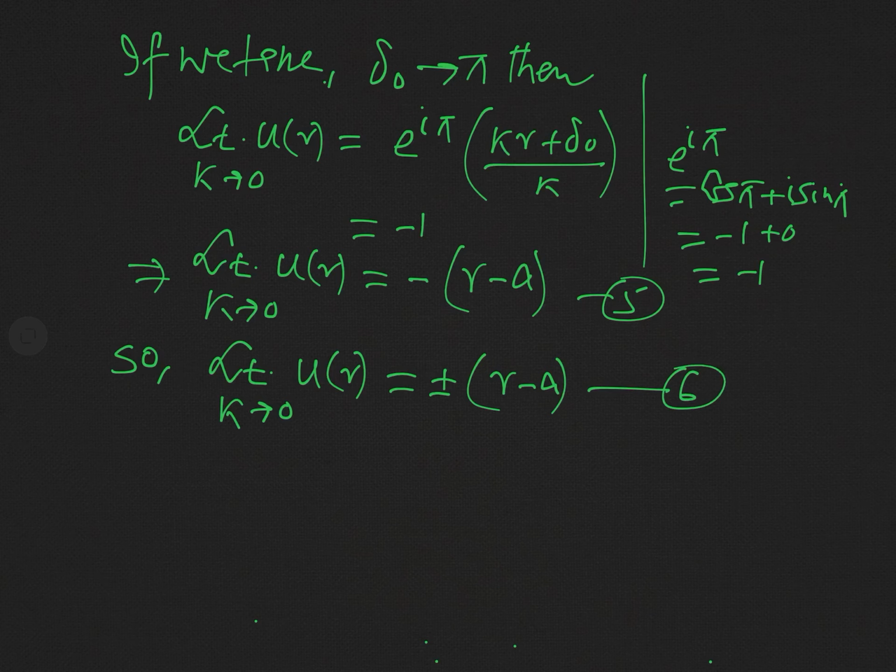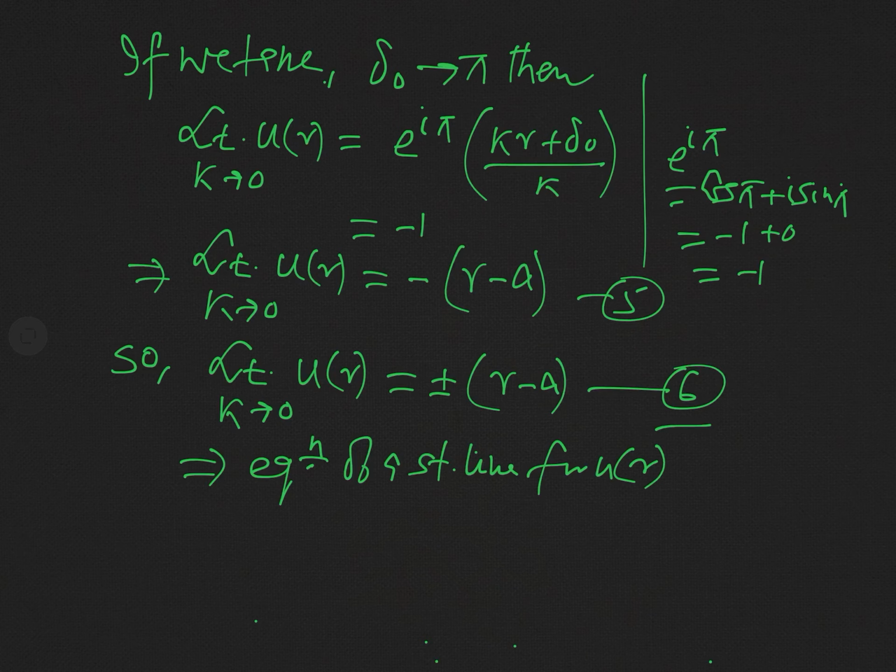Actually, this equation is a simple graphical interpretation of a scattering length a. You can see this equation 6 is simply an equation of a straight line for this function u of r. So this implies the equation of a straight line for u of r. Now in fact we will plot this function u of r against r.